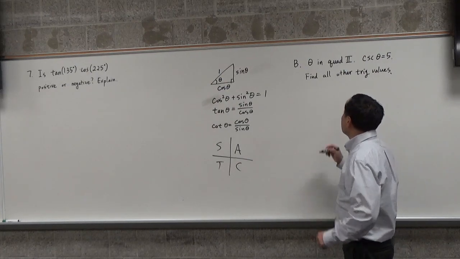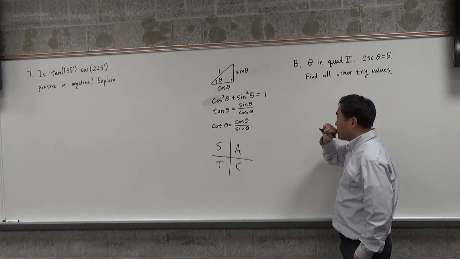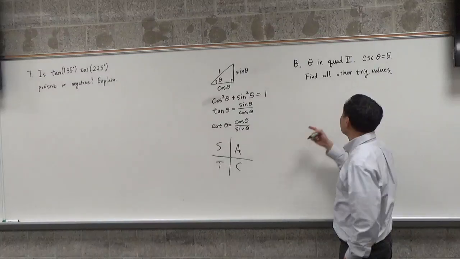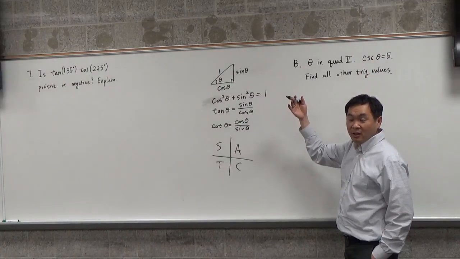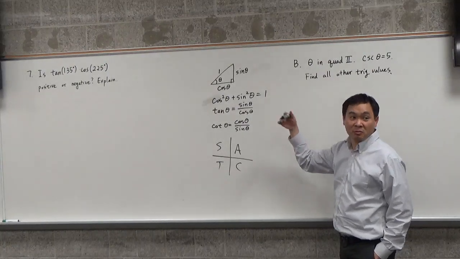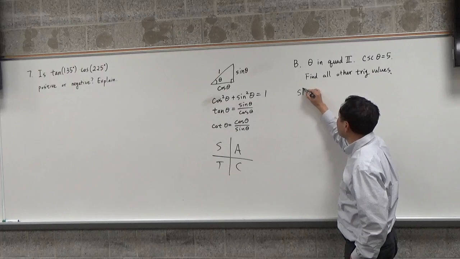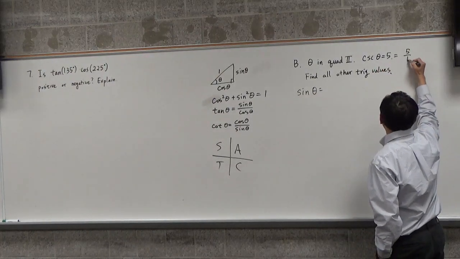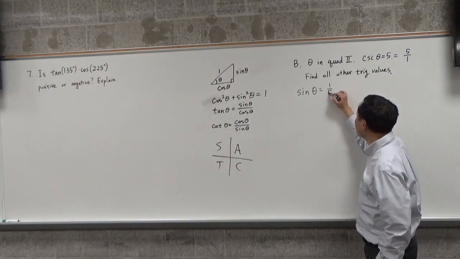Okay. If cosecant is given, then you have sine. The easiest one to get is the sine, because cosecant is the reciprocal of sine, and therefore sine is the reciprocal of cosecant. You get that? So sine is the reciprocal of 5. Think of 5 as 5 over 1. So if you flip it upside down, what do you get? 1 over 5.